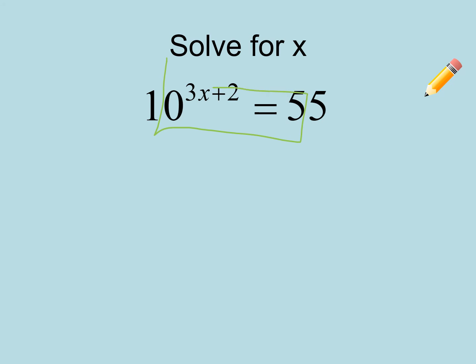So start by writing log base of 10 of 55 equals 3x plus 2. Now this one's a little bit different than our first example because it looks like our exponent has more to it than just an x.